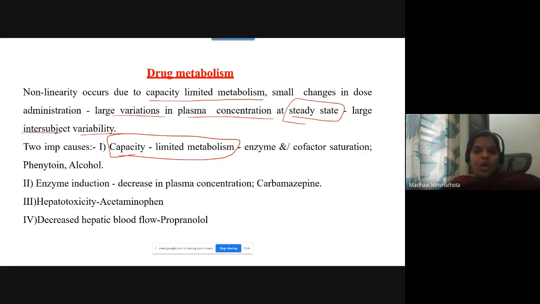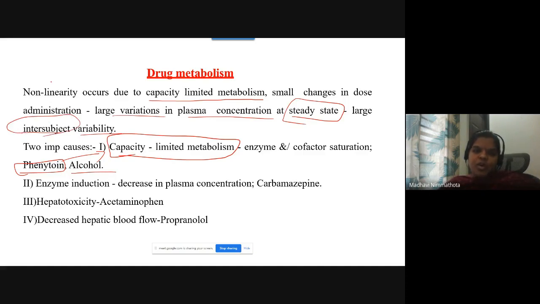The enzyme or cofactor saturation will be seen. See, phenytoin came here. Phenytoin sodium and alcohol will exhibit capacity limited metabolism. So instead of taking small doses, if you take a larger dose than the prescribed dose, what is going to happen? You may see large variations in the plasma concentrations at steady state. So it will show you the large inter-subject variability. That means subject to subject, inter-subject.